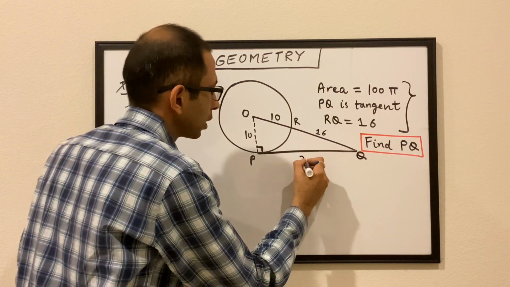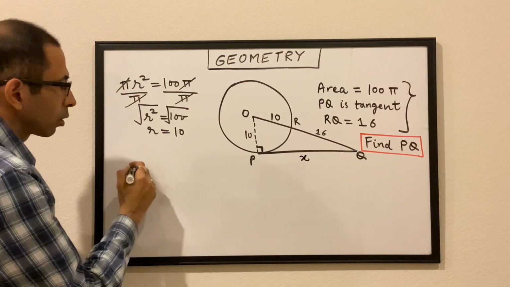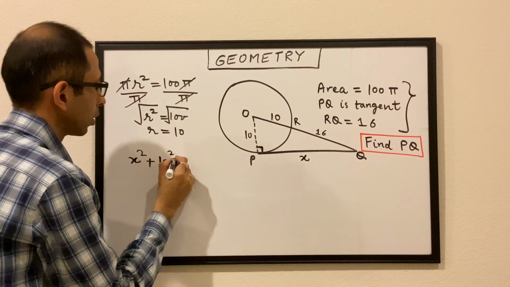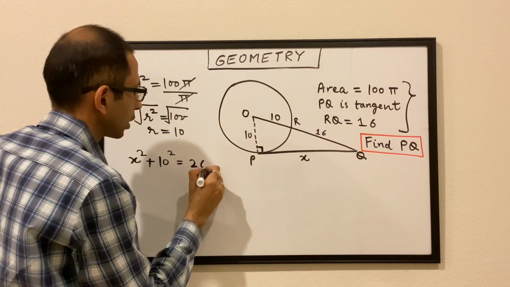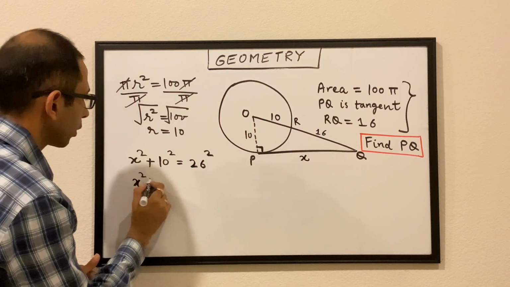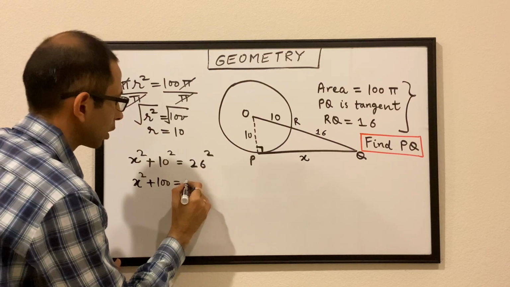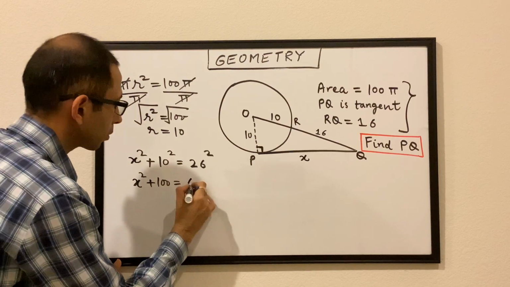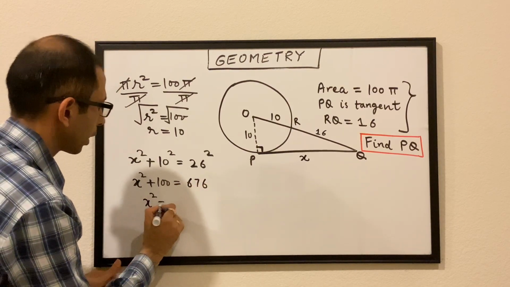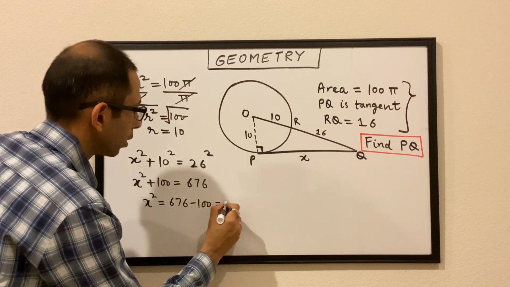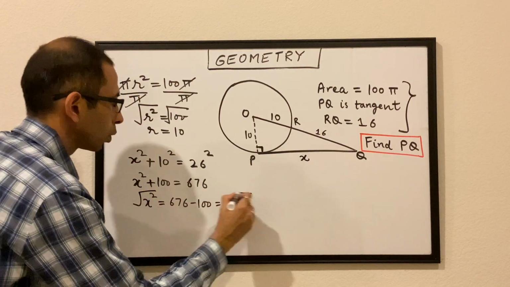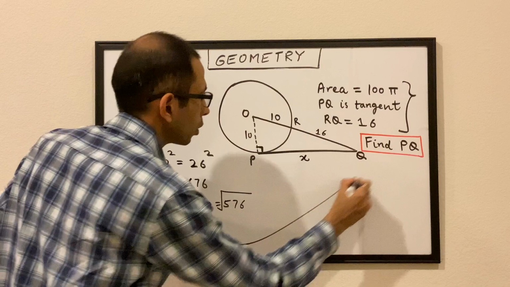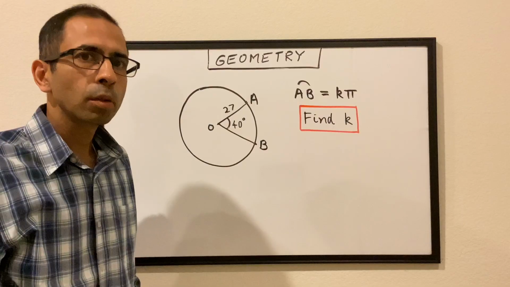Let's say that the length of PQ is x. By the Pythagoras theorem, we will say x square plus 10 square is equal to OQ square, which is 26 square. X square plus 100 is equal to 26 square. 26 square is nothing but 676. So x square is equal to 676 minus 100, which is 576. We take the square root on both sides, and we get x is equal to 24. So PQ is 24.